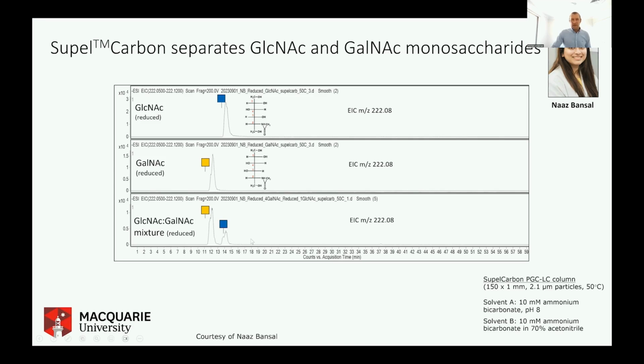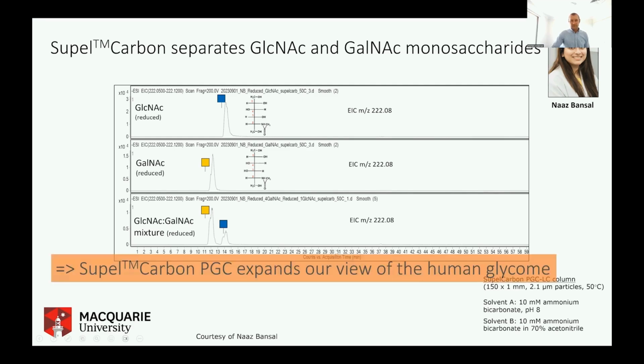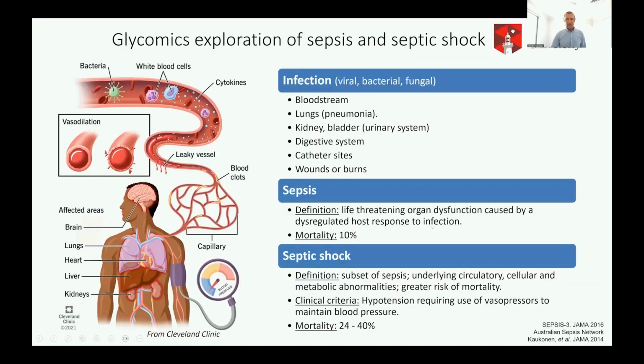Much of this monosaccharide analysis has traditionally been made on high-performance anion exchange with pulsed amperometric detection, and having a PGC platform will greatly advance the field of monosaccharide analysis, and now also expand it to disaccharides and trisaccharides. So in short, Hypercarb PGC expands our view on the human glycome.